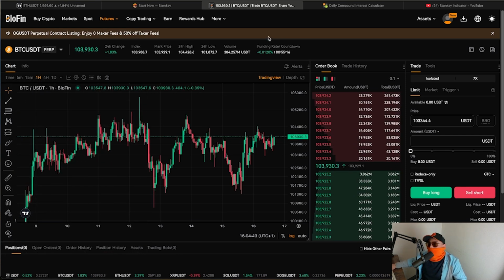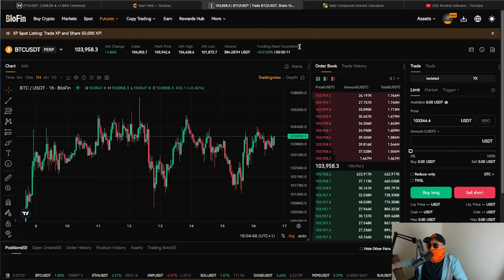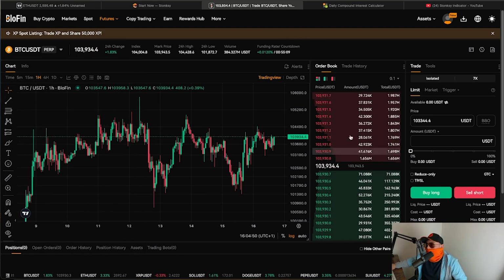As you can see, the interface is very, very nice. It's very easy on the eye. The user interface and experience is superb. This is the futures section, so this is where you'll be placing trades.